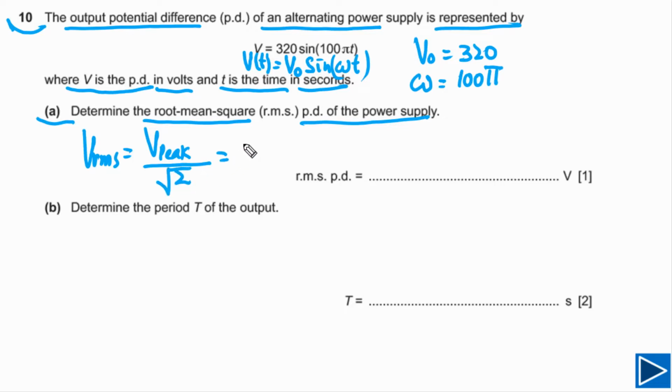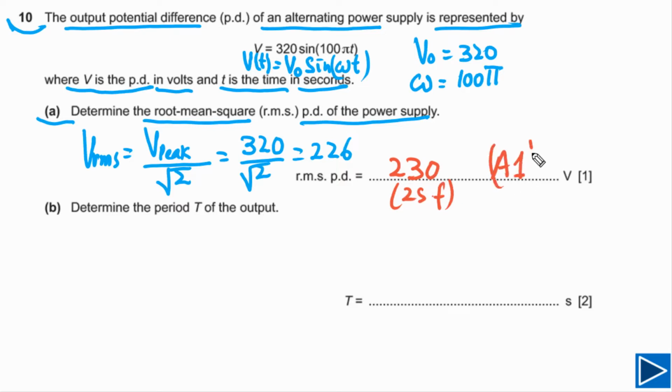The peak value is given to us. This is equal to 320 divided by root of 2. If we solve this one, our final answer will be 226, so the final answer will be 230 volts to 2 SF. Because the given data 320 has 2 SF, we can also write the final answer to 2 SF. This question has only 1 mark, the answer mark. If your answer is right, you will get this mark. Let's move on to part B.